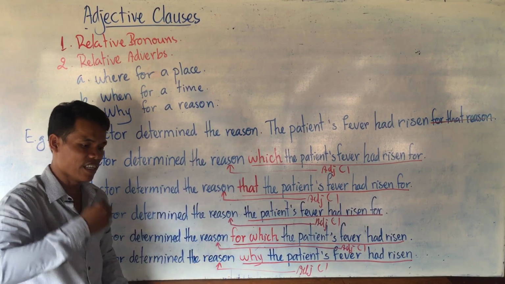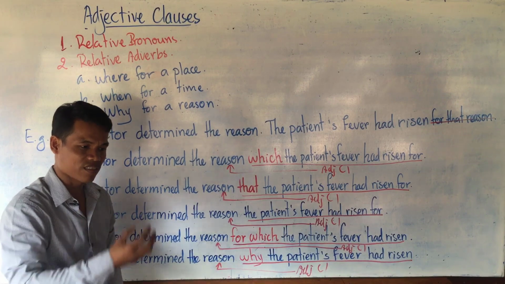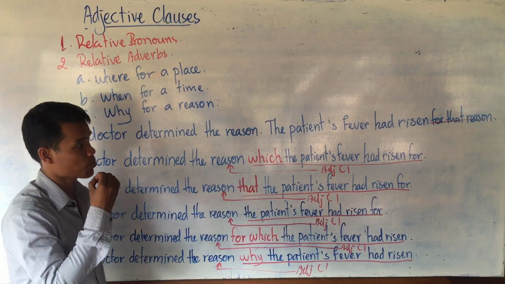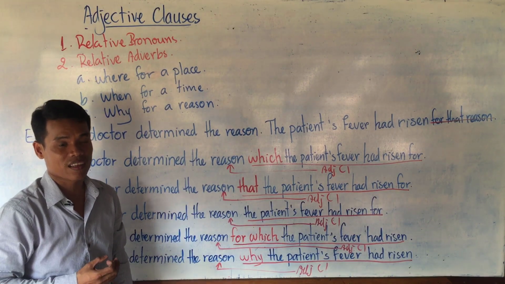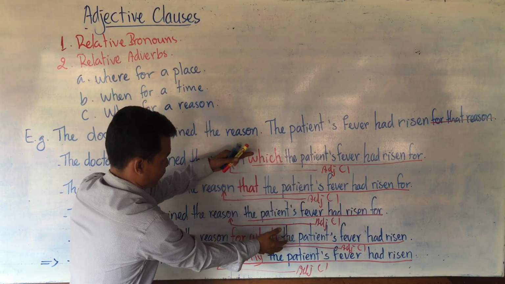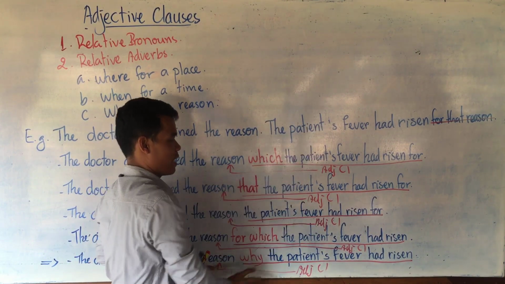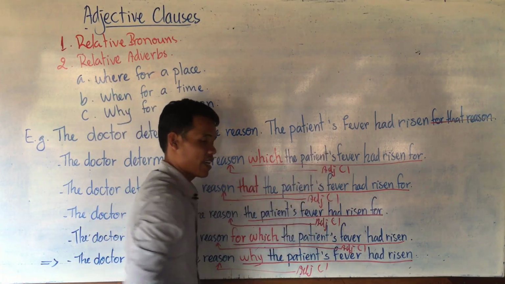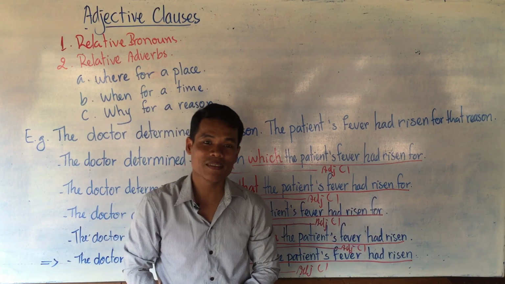But this one is an easier explanation for those who are not really clear about how to use relative adverbs in relative clauses. But if you understand already, you no need to write for something like this, and then you start to write why. But here we know that why replaces for that reason. That's it. Okay. Does it make sense, everyone?